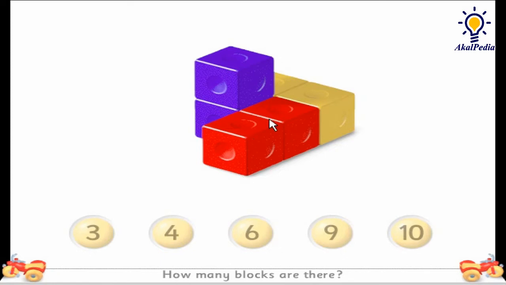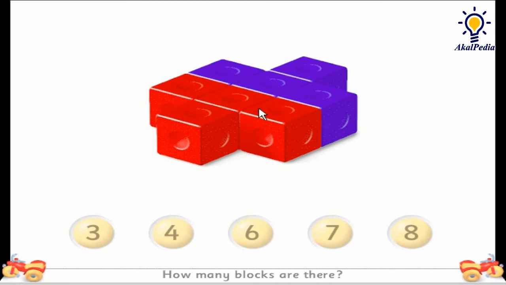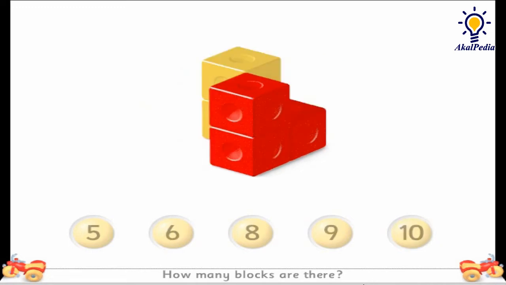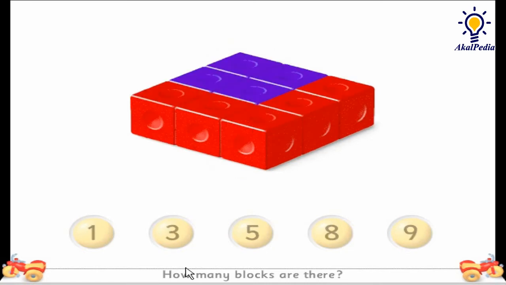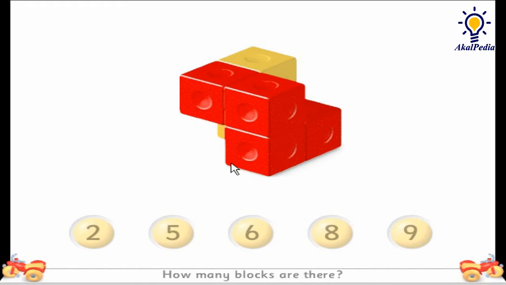How many blocks are there? 1, 2, 3, 4, 5, 6. 6! One, two, three, four, five, six, seven, eight. How many blocks are there? 8! How many blocks are there? 1, 2, 3, 4, 5. 5! How many blocks are there? 1, 2, 3, 4, 5, 6, 7, 8, 9. 9! 1, 2, 3, 4, 5, 6. How many blocks are there? 6!